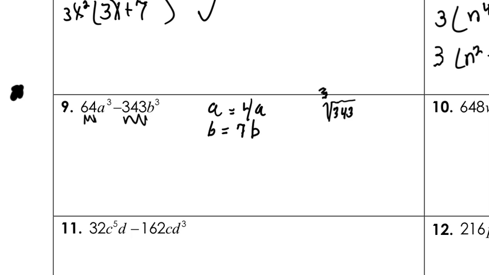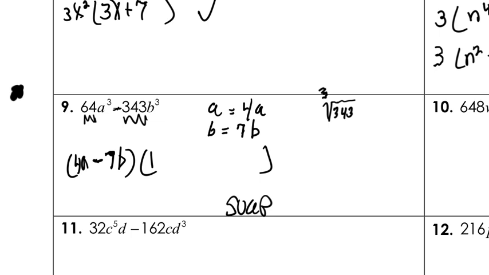So if you follow your formula above for the difference of two cubes, you're going to have this little parenthesis in the big one. This is where you use SOAP. Okay, same opposite. So same a, 4a. b is 7b in this case. And then we have our a squared, which is 4a times 4a.